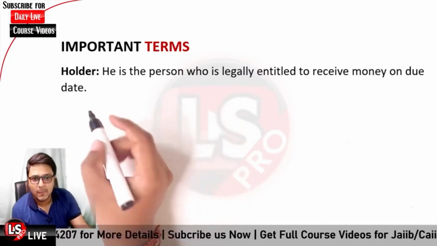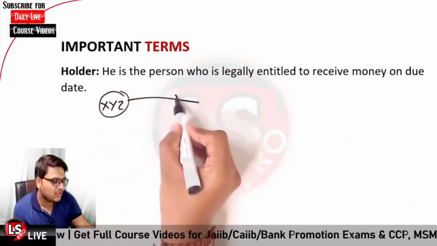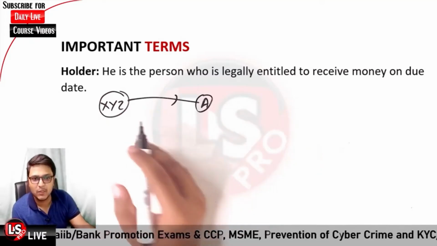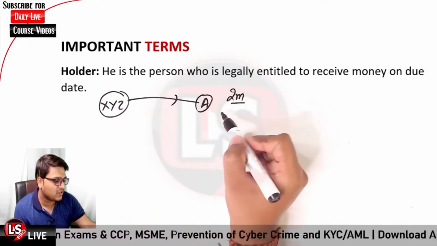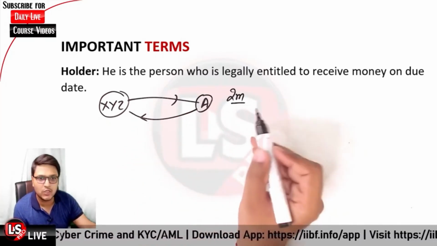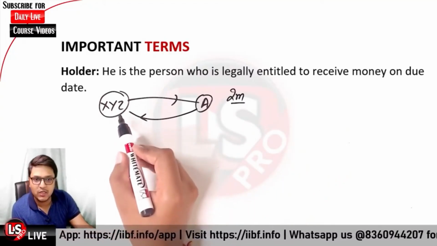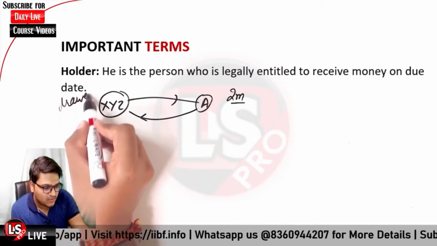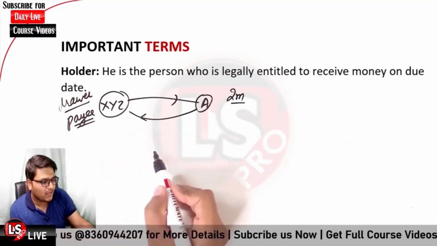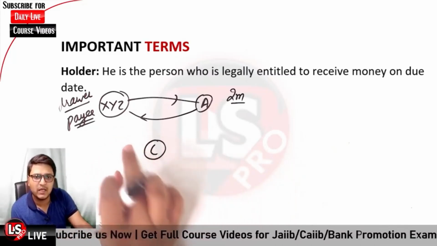Let us assume an instrument has been drawn by XYZ, and it has been ordered to a person over here, who has to pay the amount after a particular period, let us say 2 months. That bill is accepted and given to XYZ. In this case, XYZ is the drawer, and also the payee. Now XYZ is having a liability to pay an amount to person C.